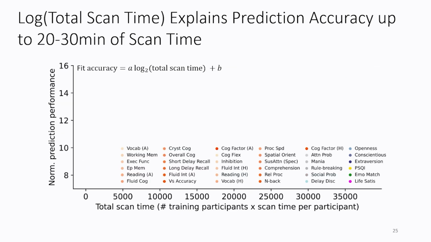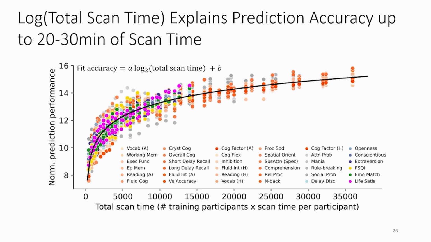So okay, let's repeat this for different behaviors. Over here, we have 34 other behaviors spanning the areas of cognition, mental health, personality, emotion, well-being. And if we do this again, we see that most of these behaviors fit to this logarithm curve pretty well. So this gives us a sense that scan time and sample size are quite interchangeable below 20 to 30 minutes.